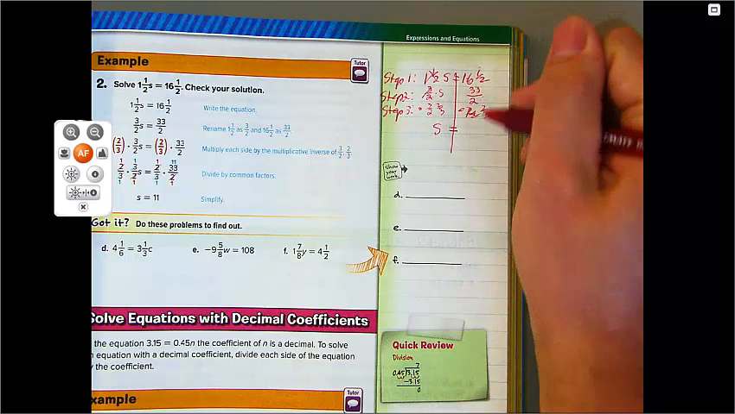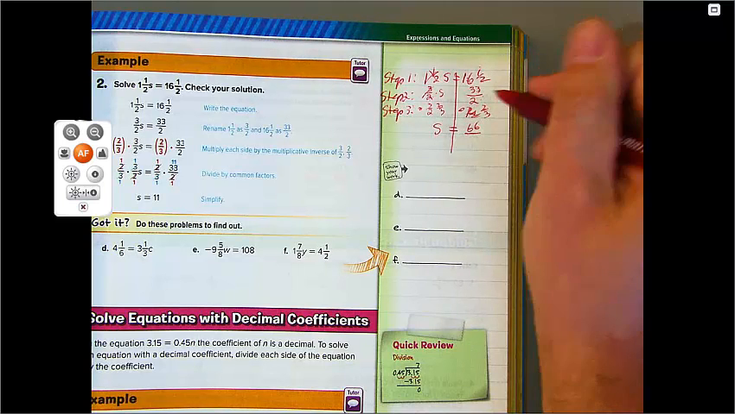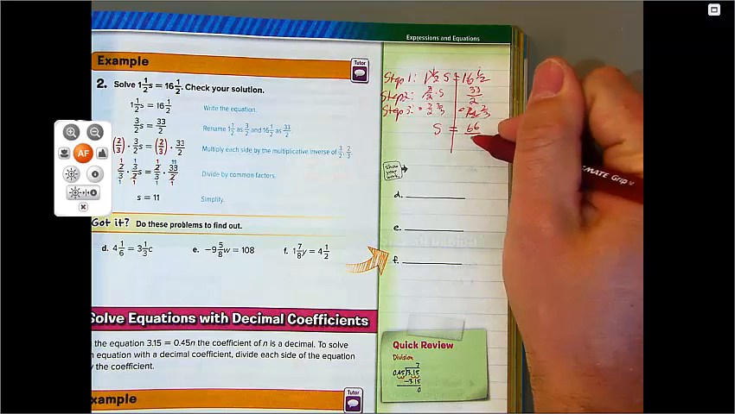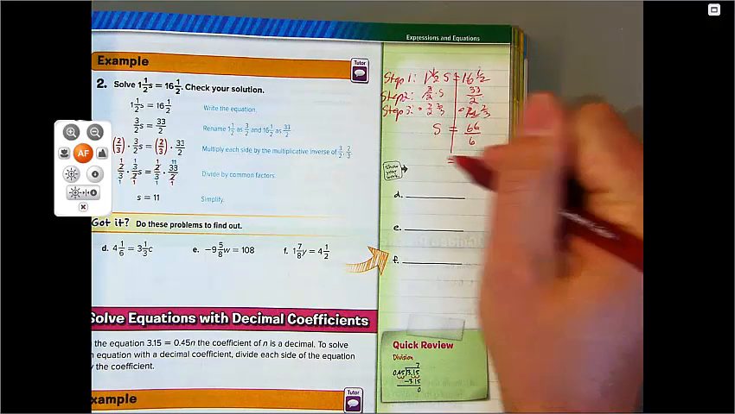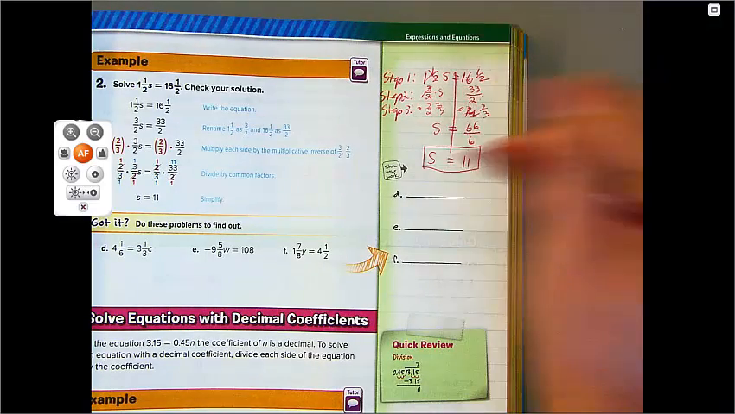So 33 times 2 is 66 over, then it was 2 over 3, so 3 times 2 is 6. So how many times will 6 go into 66? 11 times. S equals 11. Okay, and then you can check it.